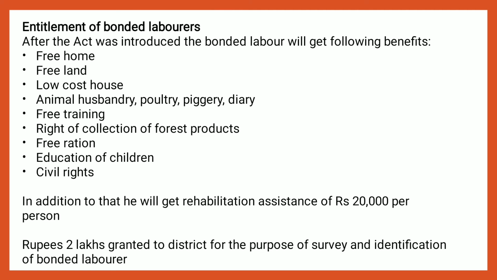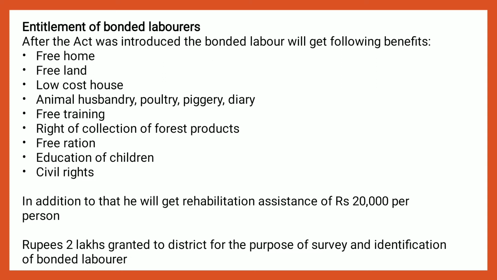So, entitlement of bonded laborers. After the act was introduced, the bonded laborer will get the following benefits: free home, free land, low cost house, work like animal husbandry, poultry, piggery, dairy. He will be given free training, right of collection of forest products, free ration, and free education for children, and all civil rights he is eligible for. In addition to that, he will get rehabilitation assistance of rupees 20,000 per person.